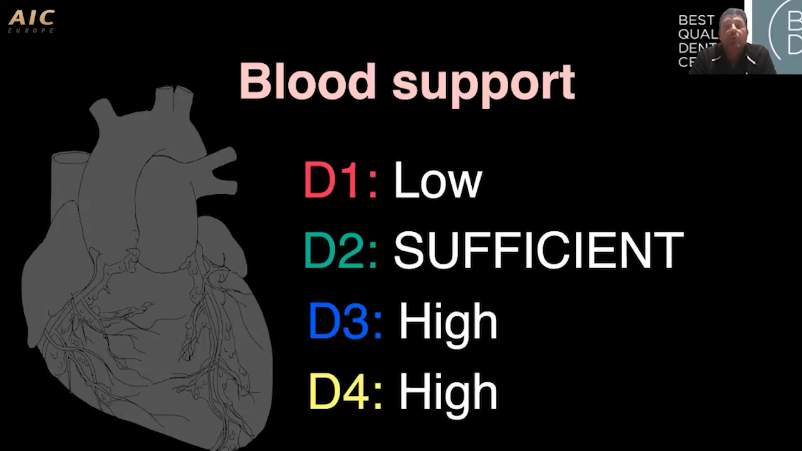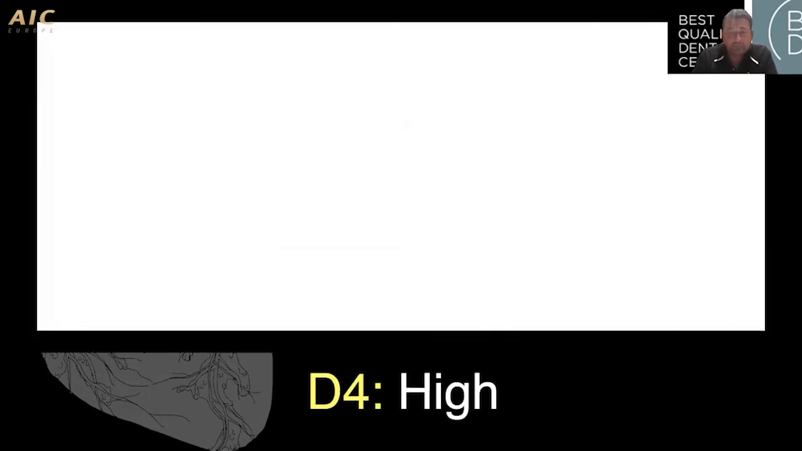If you are going to place an implant in a D1 bone, we know that you have very low blood support. Sometimes we have to wait a little bit of time to try to achieve some bleeding inside the drilling area before installing the implant. So it's very important to always consider the blood support also.